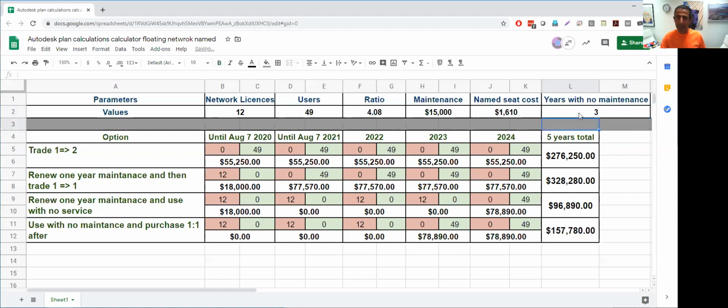And something else we can look into. Maintenance, I'm not sure about the number I put, and the model is quite sensitive to it. So if I was wrong, then if it's 10,000, it slightly changes the number here.